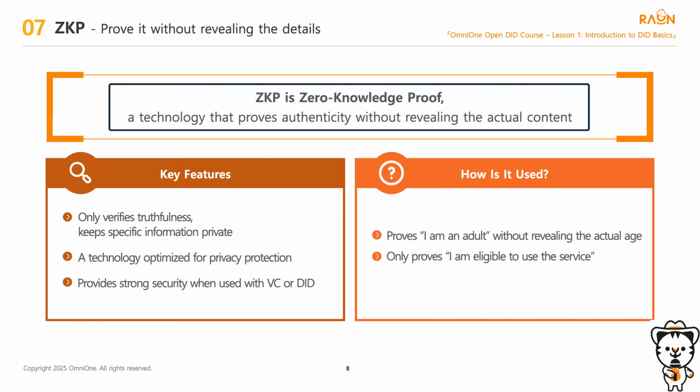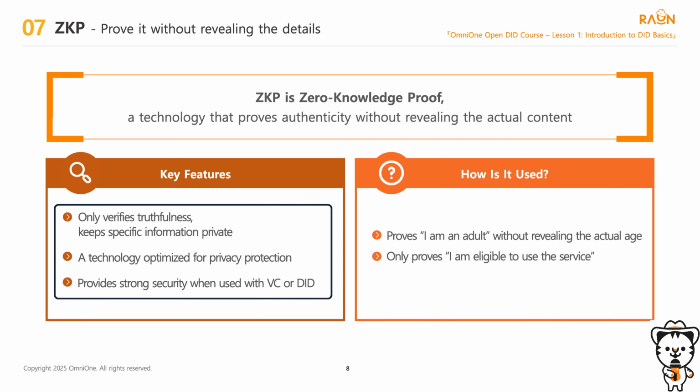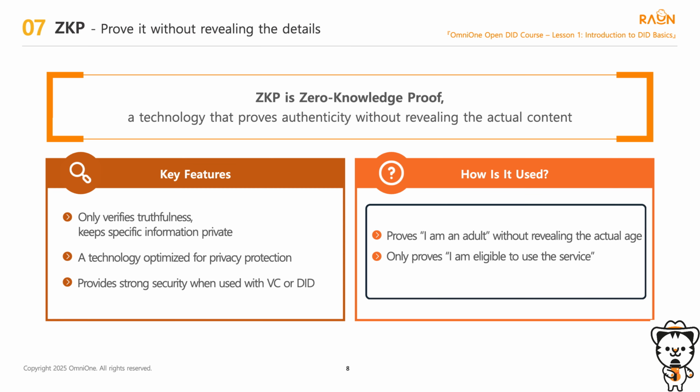Even though selective disclosure with VPs already offers privacy and security, ZKP goes one step further. It lets you prove something is valid while keeping all the data private. That's why it's considered a privacy-enhancing technology. When used with DID or VCs, ZKP provides even stronger security. For example, you could prove that you're an adult without revealing your exact age. In other words, it proves you meet the condition without disclosing the underlying data.